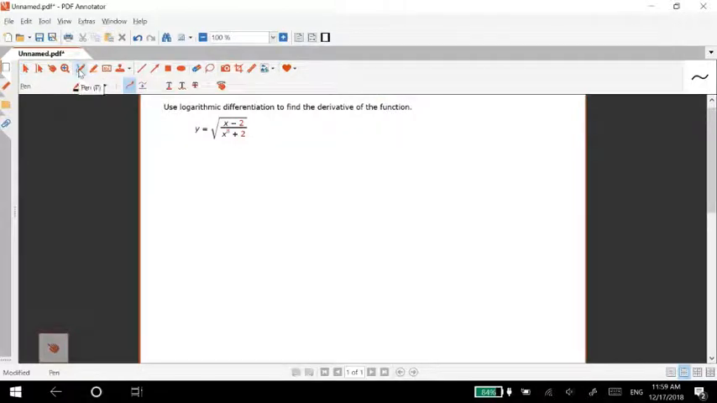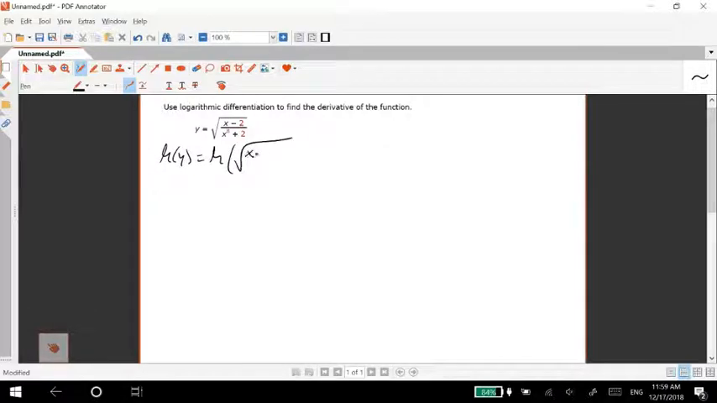Okay, logarithmic differentiation. So there's a nifty little trick to taking derivatives of things where you can take the natural log of both sides and simplify your problem down and then take the derivative of both sides. Here we could just use a chain rule and quotient rule, but I think we're going to use this natural log trick instead. So the first step is to take the natural log of both sides.